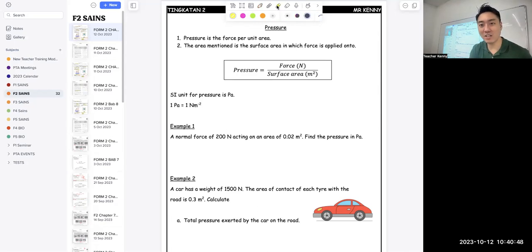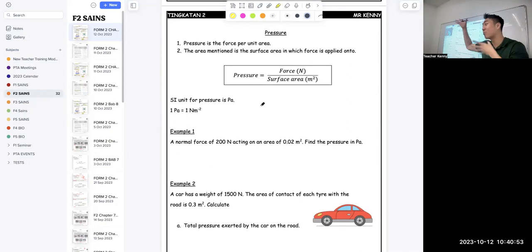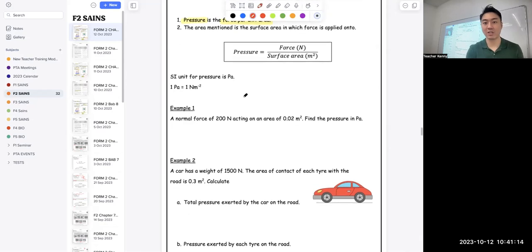Okay, so pressure. So we start to extend things using force. From force, I can add more things. When you go higher level, you can extend more formulas from there. So force per unit area is the meaning of pressure. Divide by area. Again, the area is the area touched by the surface. So the SI unit for pressure is N divided by m square.